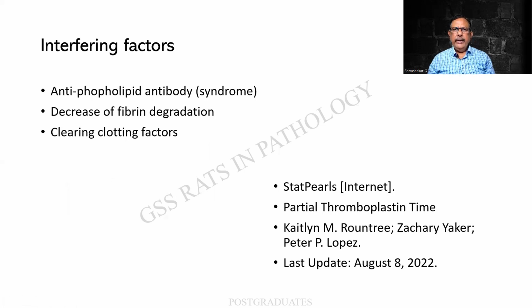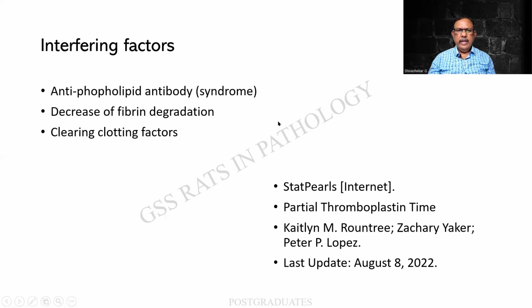There are some factors which will be interfering. There is a syndrome called antiphospholipid antibody syndrome. Whenever there is going to be a damage to the tissue, you find that there can be antibodies which are getting formed. This is called antiphospholipid antibody because your cell membrane will be containing the phospholipids. Whenever there is a decrease in the fibrin degradation, this will be interfering, as well as a loss of the clotting factors.